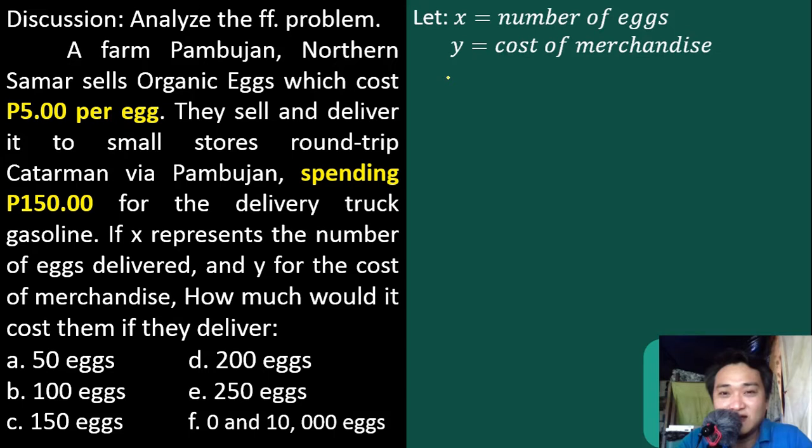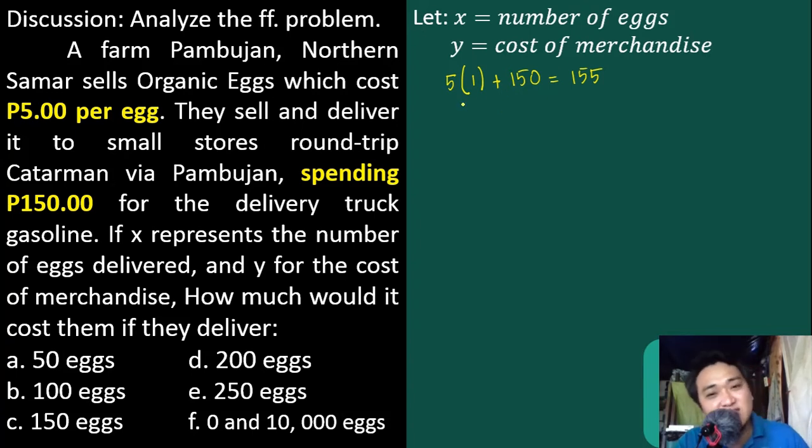So, that is, 5, kasi 5 pesos yung itlog, times, isang itlog, equivalent, syempre yung cost ng merchandise is 5 times, kung 5 yung presyo, tapos kung ilang piraso, that is 5 pesos, plus yung pinanggasolina, which is 150. So that is equivalent to 155, because that is 5 times 1 plus 150, that is 155.